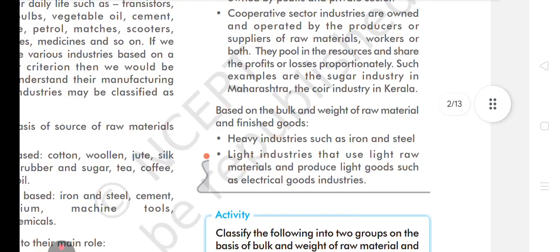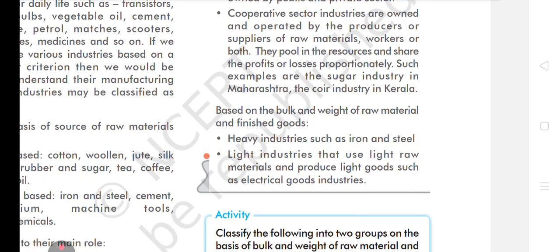Then we have cooperative sector industries. These are owned and operated by the producers or the suppliers of raw materials. So the people who are supplying or producing the raw material control these industries. They pool the resources and share the profits and losses proportionately. Such examples are sugar industries in Maharashtra and coir industries in Kerala.